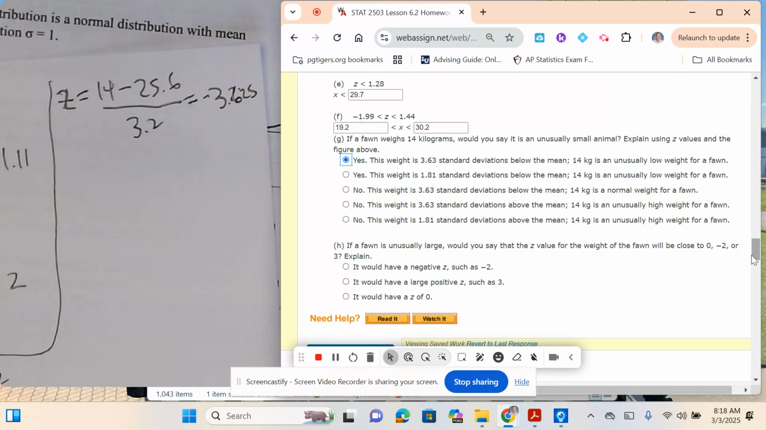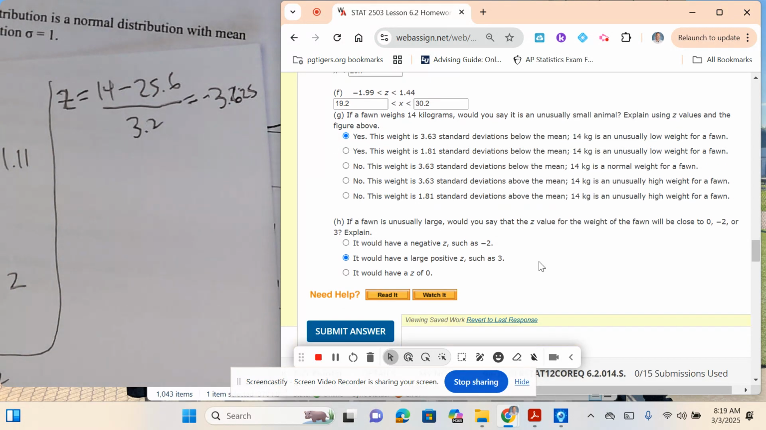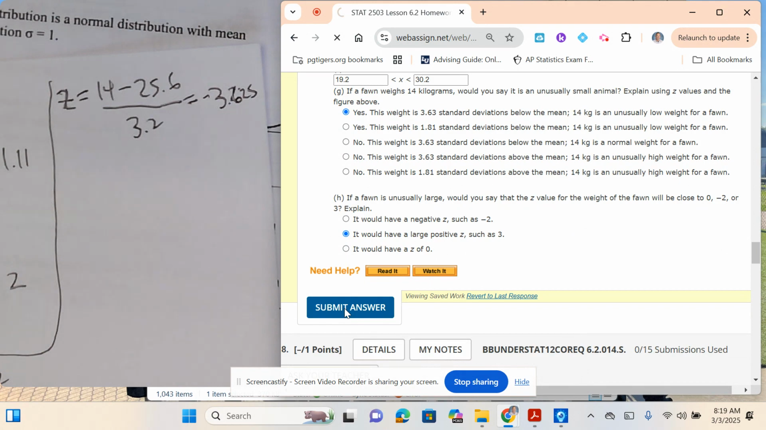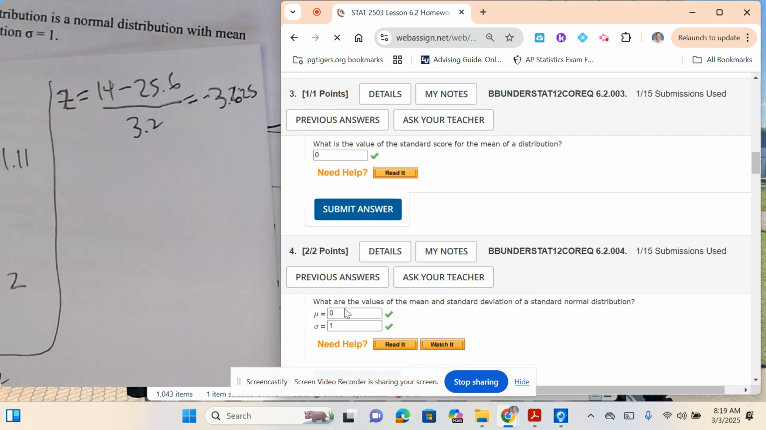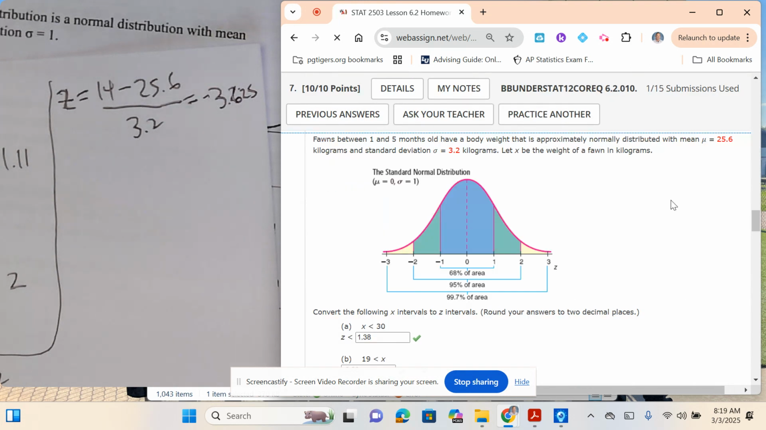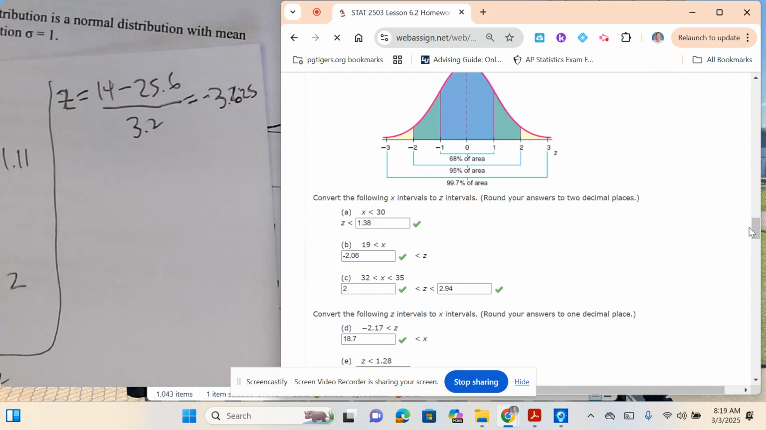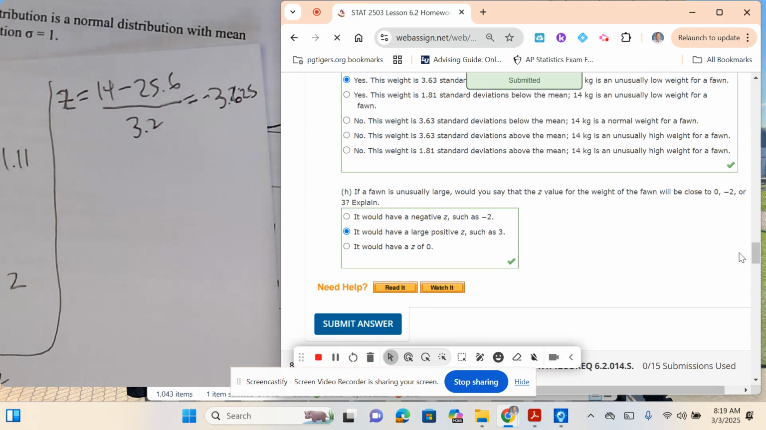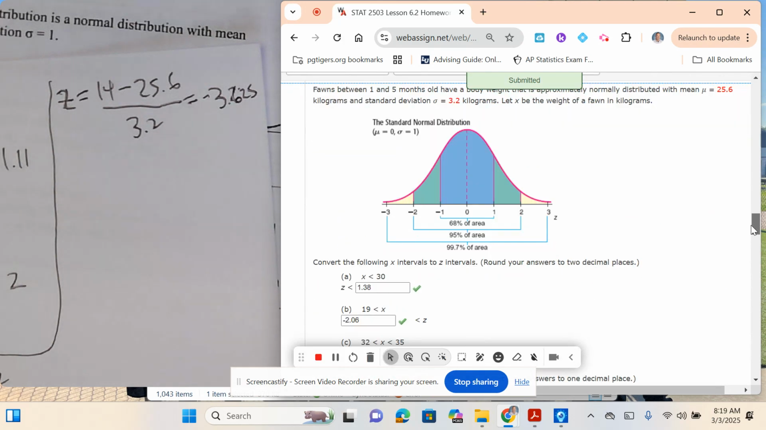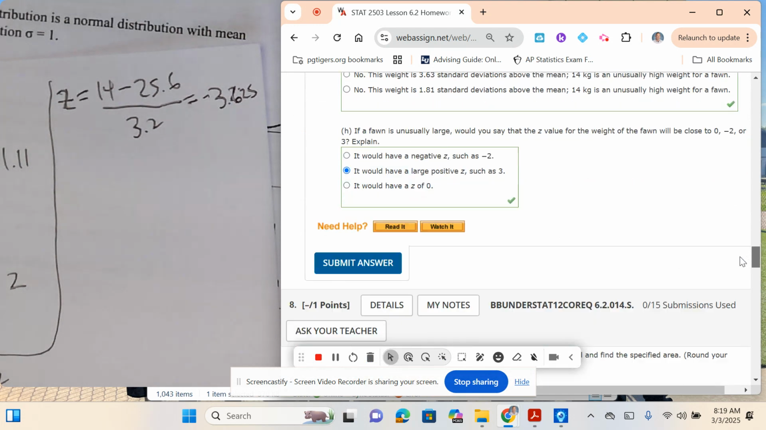If a fawn's unusually large, would you say the Z value would be 0, -2, or 3? Which Z value would correspond to an unusually large fawn? 3, right. Now, -2 is unusually small, but some argue that 2 is unusually large. It depends on who you're asking. Some people say 2, some say 3. It's a little inconsistent depending on the book you read, but 3 is definitely unusual.